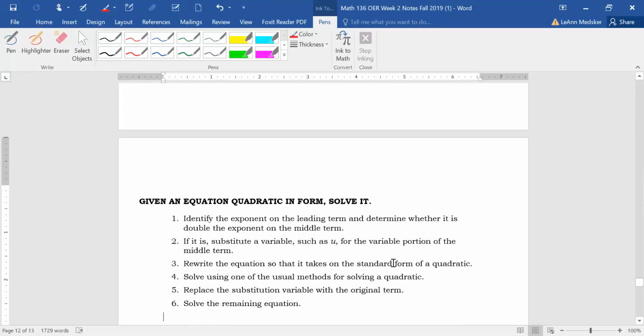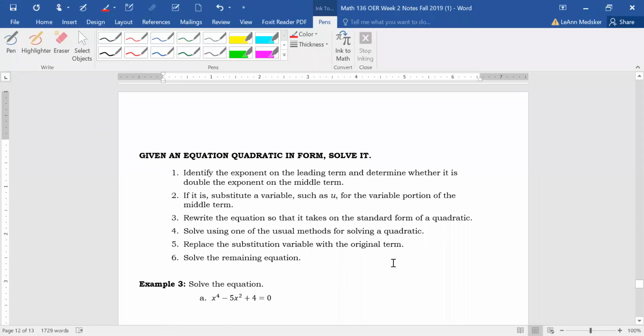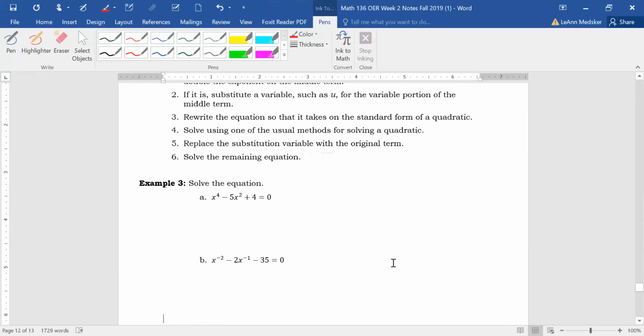So the first thing you're going to do is identify the exponent on the leading term and determine whether it is double the exponent in the middle. Or you can just say, I'm checking to see if the middle one is half of the first one. Same thing. If it is, you're going to substitute a variable, usually we use the letter u unless u is already in the equation, for the variable portion of the middle term. Rewrite the equation so that it takes on the standard form of a quadratic. Solve using one of our usual methods, so factoring or the quadratic formula. If you really want to, you could use completing the square. Replace the substitution variable with the original term, and then solve the remaining equation. So we do have to back substitute at the end.